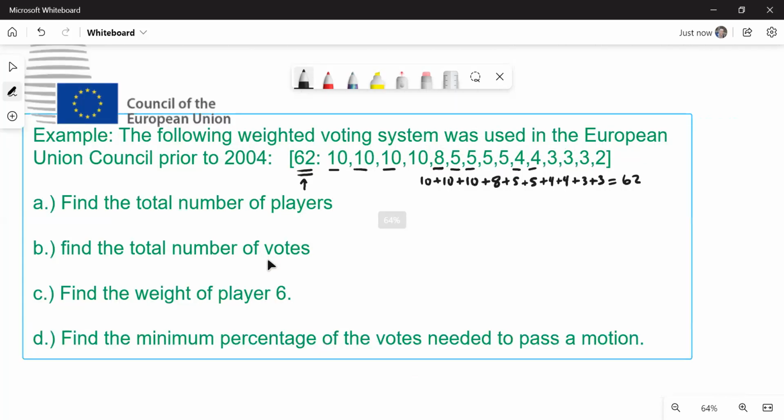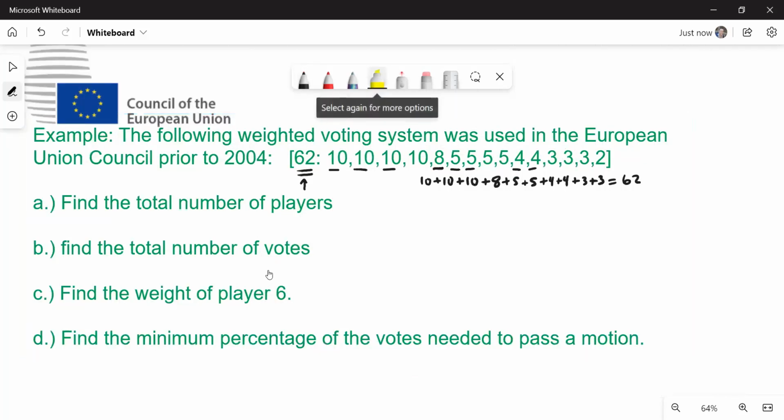A, find the total number of players. That's just a matter of counting them one by one. So 1, 2, 3, 4, 5, 6, 7, 8, 9, 10, 11, 12, 13, 14, 15 players in this voting system. That's the answer to A.